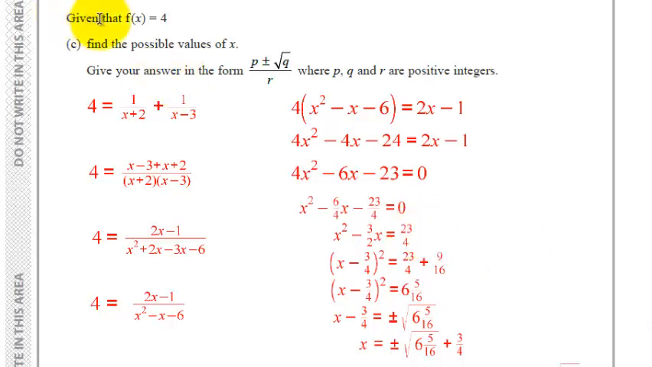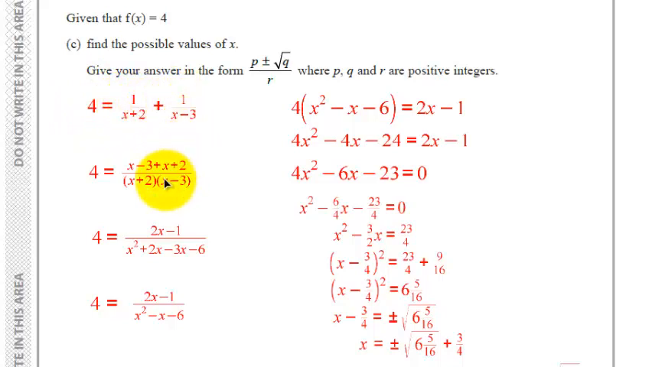Given that f of x equals 4, find the possible values of x, give your answer in the form p plus or minus the square root of q over r, where p, q and r are positive integers. So we're told that 4 is the function of x, 4 is the output, and it was given by 1 over x plus 2 plus 1 over x minus 3.